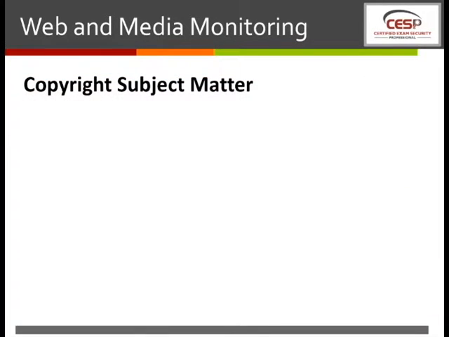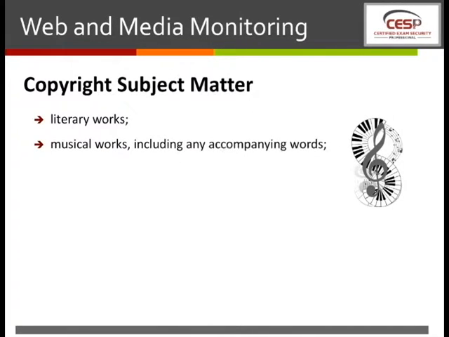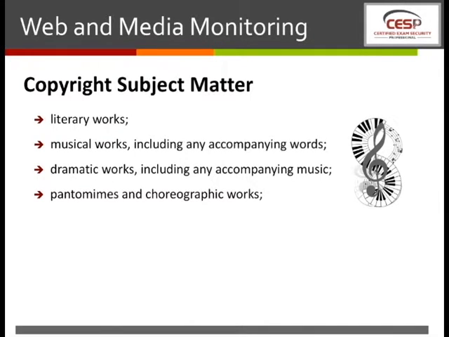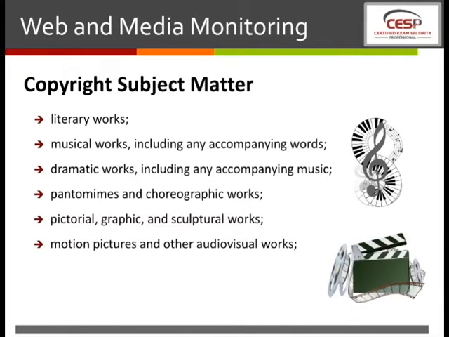The copyright owner has exclusive rights that it can exercise, including rights to reproduce the work which they created. A copyright owner can transfer the copyright to another person or corporation, such as a publishing company. Works of authorship include the following categories. 1. Literary works. 2. Musical works, including any accompanying words. 3. Dramatic works, including any accompanying music. 4. Pantomimes and choreographic works. 5. Pictorial, graphics, and sculptural works. 6. Motion pictures and other audiovisual works. 7. Sound recordings. And 8.